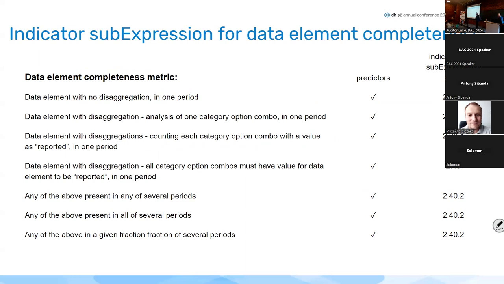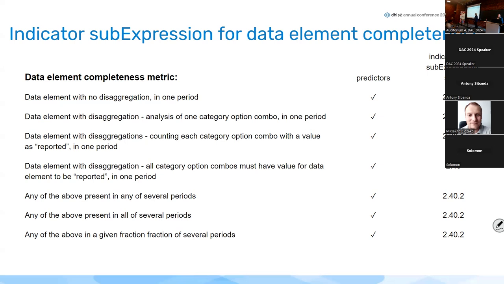And we have a lot of ability that we've always had in predictors to go back and look at past data or compare things at the facility level. And then you can get a count of facilities in each district or country that conform to some test. We've been working to move some of that into indicators so that you don't have to have the overhead of defining a predictor, which then writes something back into the data value table, and then you test it with an indicator.